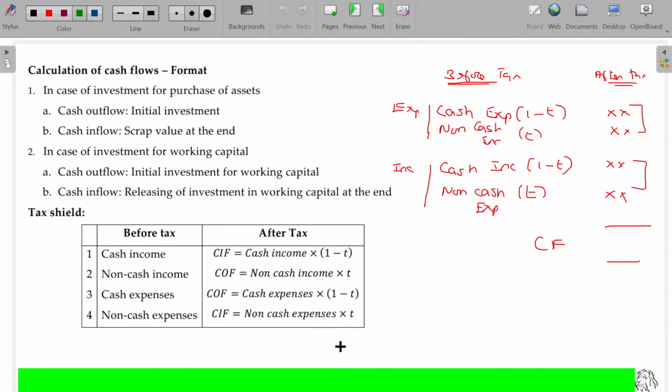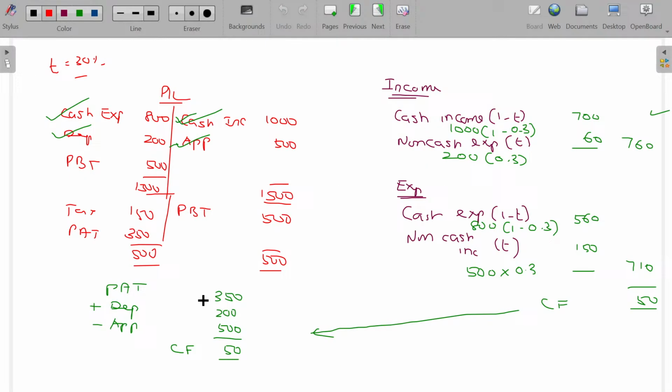I have given the summary here in detail. Tax shield impact. In case of cash income, 1 minus t will be applied. In case of non-cash income, into t becomes outflow of cash, and in case of cash expenses, 1 minus t will be applicable. In case of non-cash expenses, it becomes income like. You understand? These are the 4 items. Come on, make a note of it.